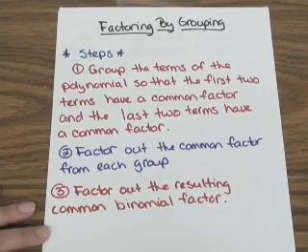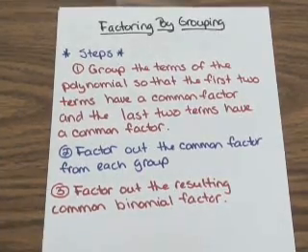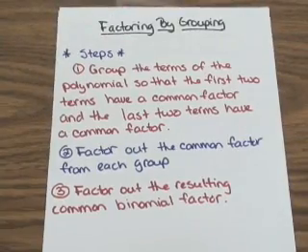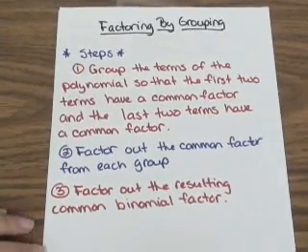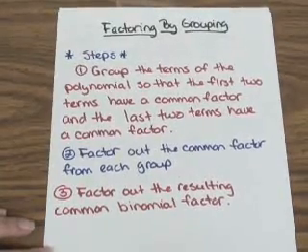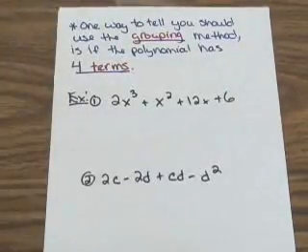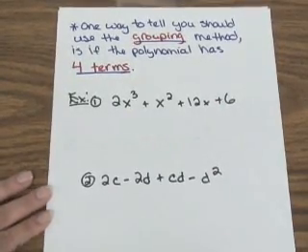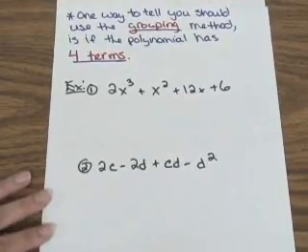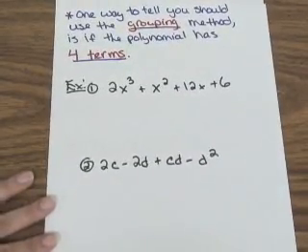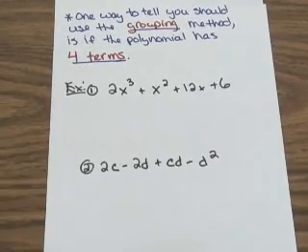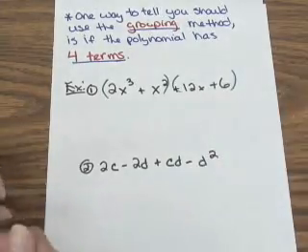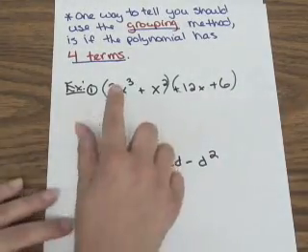One way to tell that you should factor by grouping is if the polynomial has 4 terms. So here are 2 examples of polynomials with 4 terms. Just like the steps said, we want to group the first 2 terms and the second 2 terms together and factor them separately, because all 4 terms, 1, 2, 3, 4, don't have something in common. These 2 have something in common, these 2 do, but all 4 of them do not have one thing in common. And that's why we're going to group. We'll group these 2, take out a common factor, group these 2, take out a common factor, and finish like we did earlier.